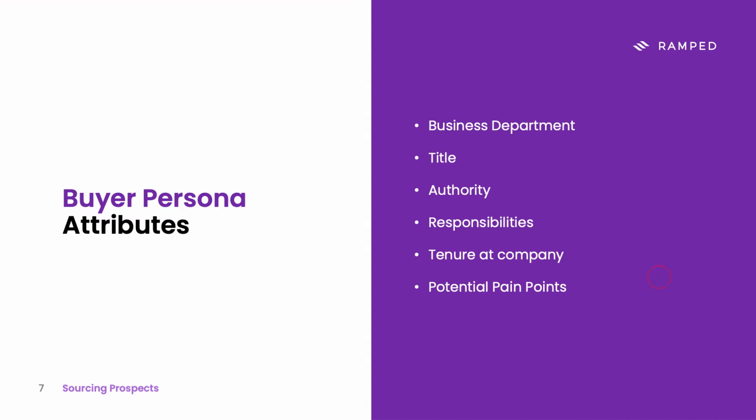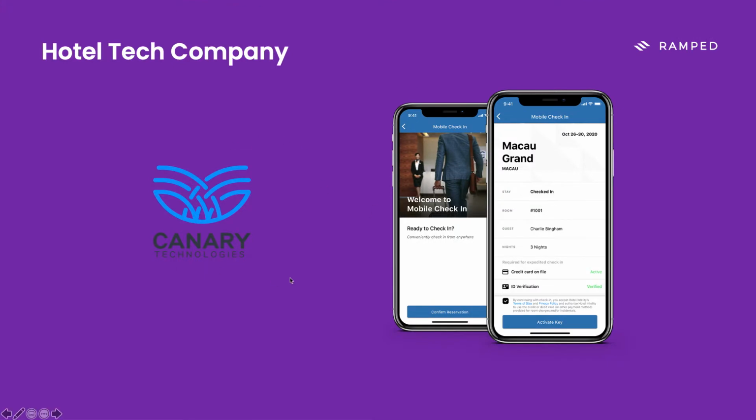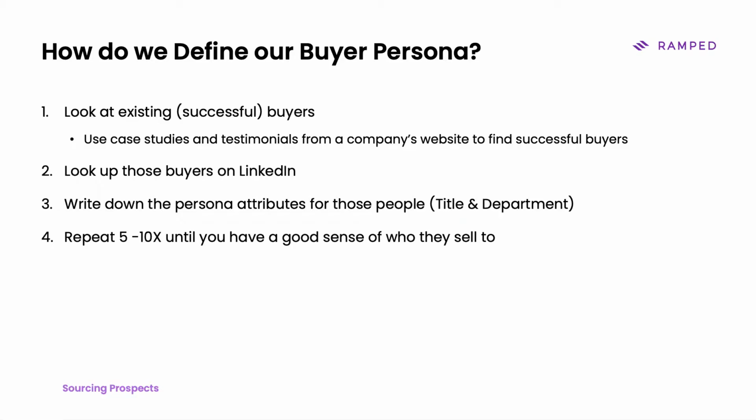So we're going to use our favorite company here, Canary, as our example as we work through how to find buyer personas for Canary. And we're going to do this very similar to how we just did the ICP process. So we're going to go online, we're going to find existing customers that Canary is selling to today, figure out what type of person at those companies they're selling to. We're going to look those people up on LinkedIn, write down all the attributes we can find about them, try to find some commonalities, and then repeat until we see a pattern of who they might sell to.